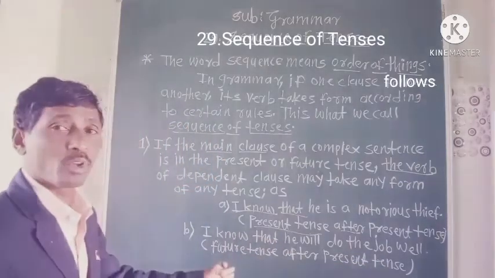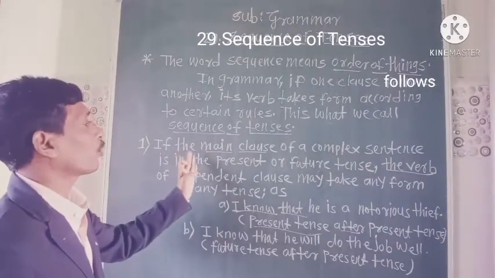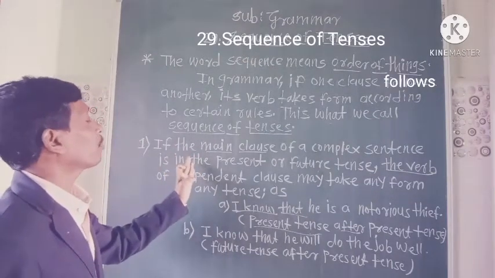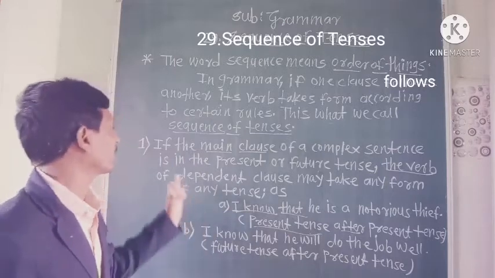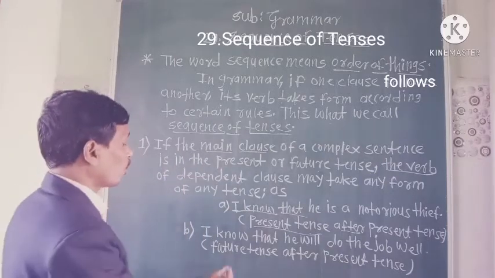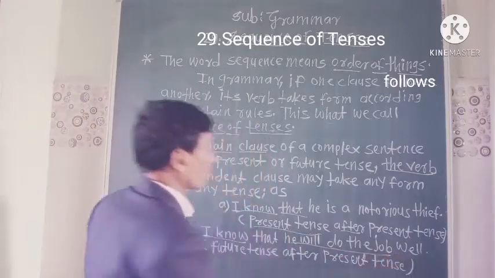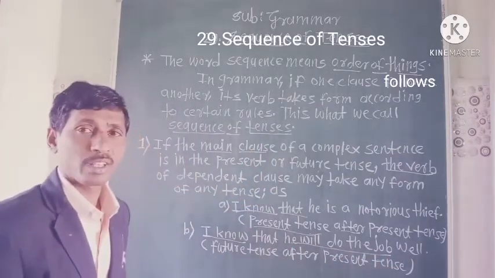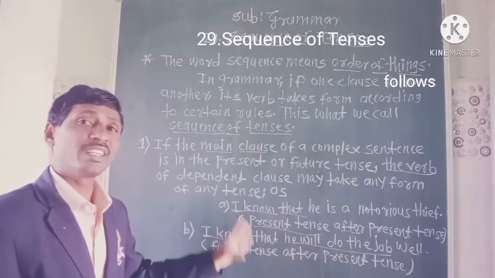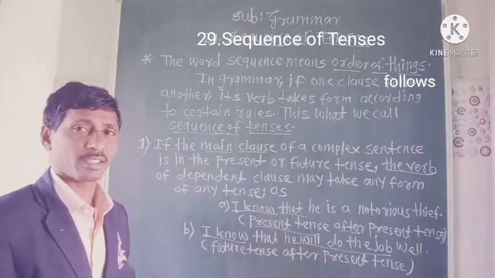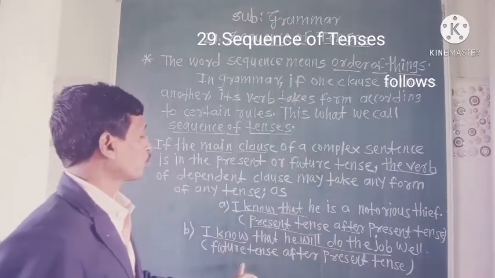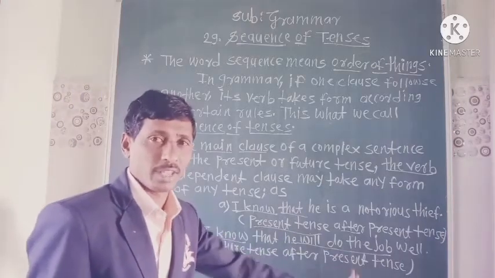Because as per the definition we learned, if the main clause of a complex sentence is present, here this is I know, present, and here is the future tense, he will do the job. There is the future tense. So it takes any tense. So that's why future tense after present tense.